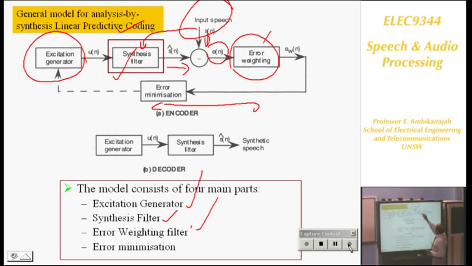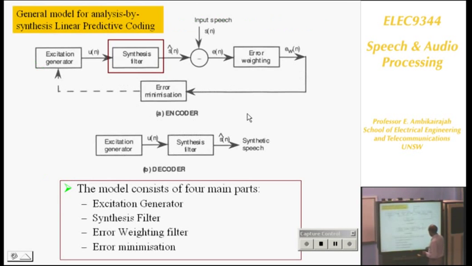And if you don't have the error weighting filter, the quality will be slightly poorer. With the error weighting, it's much better. I'll explain that in a minute. So this part is your encoder part.